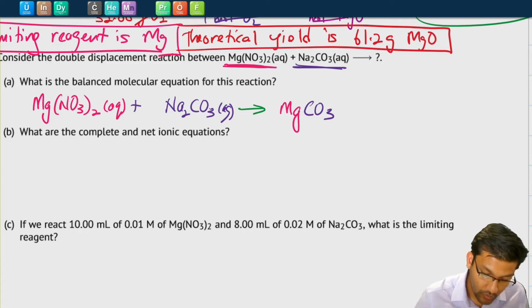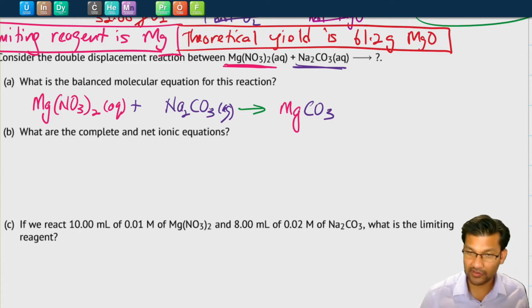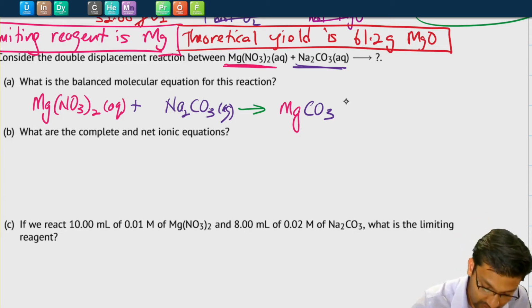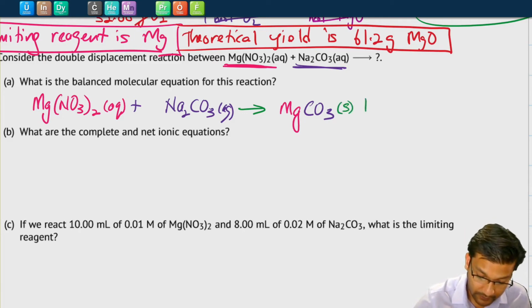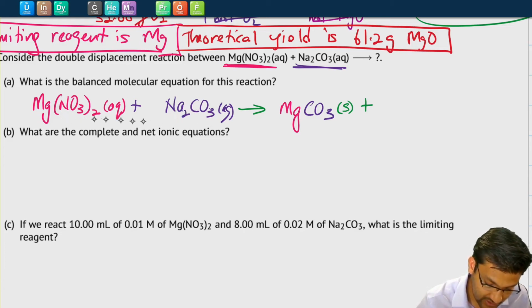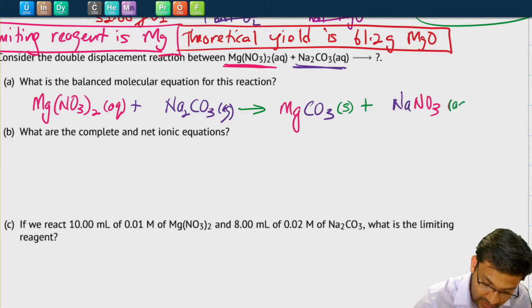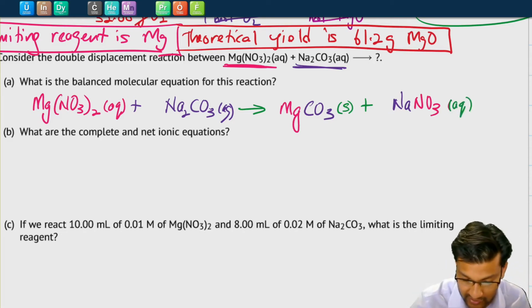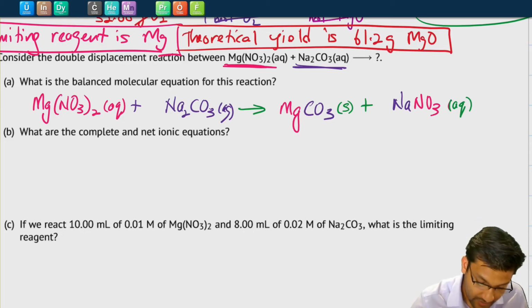And is magnesium carbonate soluble or insoluble? If you've memorized or look at our solubility chart, we'll see that carbonates are insoluble. Magnesium is not an exception, so that's going to be solid. The other ionic product, when we exchange the ions, is going to be sodium and nitrate. Sodium has a charge of +1, nitrate has a charge of -1, so that's just going to be NaNO3, and that's going to be aqueous because sodium salts are aqueous, all nitrates are aqueous, so that's all good. Now let's look at balancing.